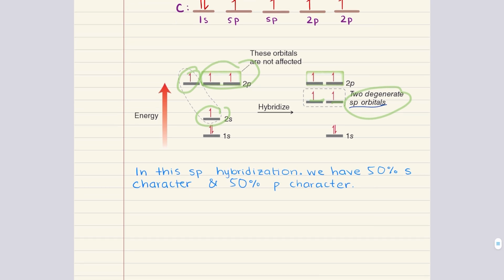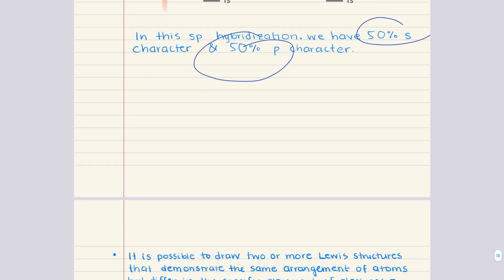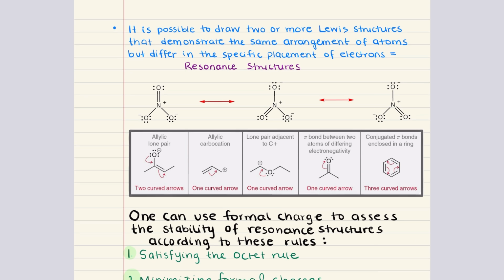Another defining characteristic of sp hybridization is its orbital composition. So here, each sp hybrid orbital consists of 50% s character and 50% p character. Now that we have discussed hybridization and how atomic orbitals mix to form new bonding arrangements, we can briefly touch on another key concept in bonding, and that is resonance.